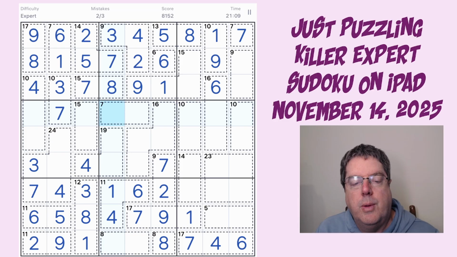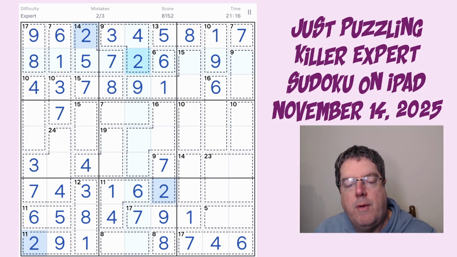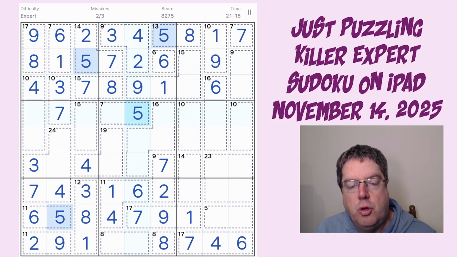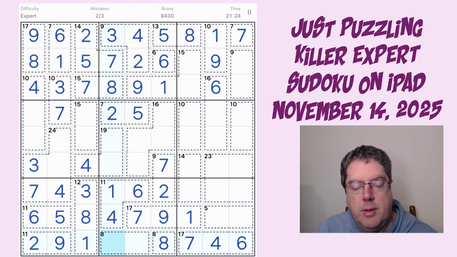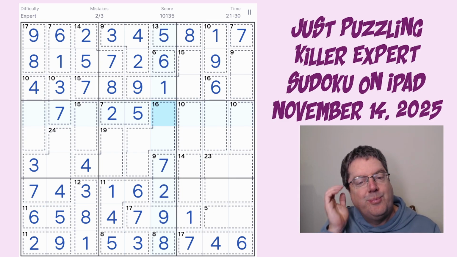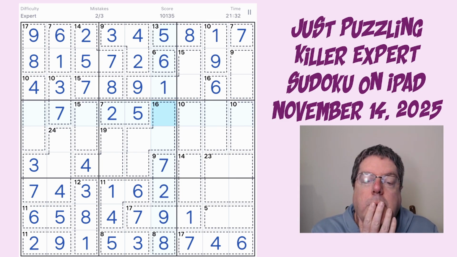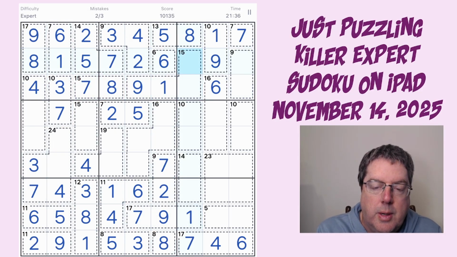So that can't be 3 and 4. Can't be 6 and 1, so it's 2 and 5. 5 has to be there because it can't be a 2, leaving this to be the 2. 5 comes down here, so that's 5, leaving this to be the 3. 3's up here. So this is 5, so this is 2 and 3. 3 can't be there, so that's a 3, leaving this to be a 2.